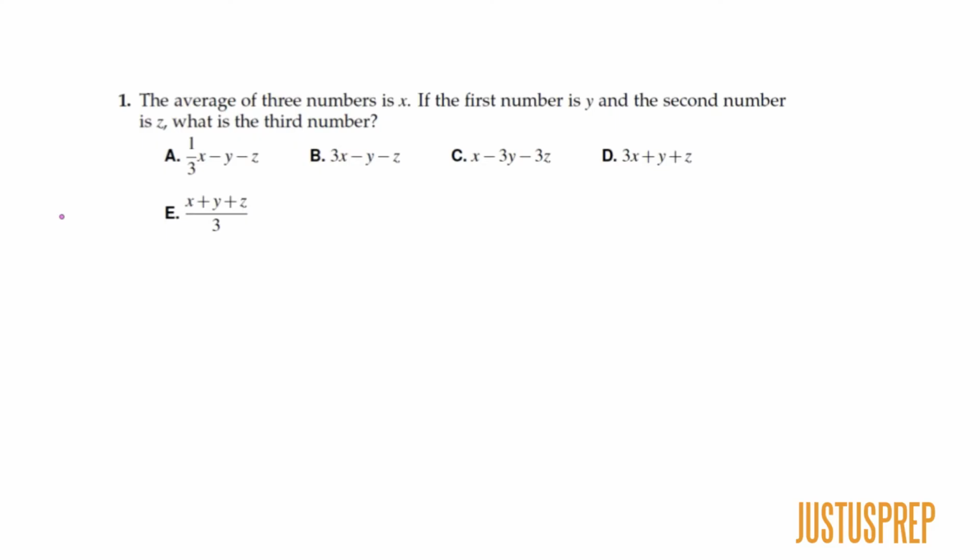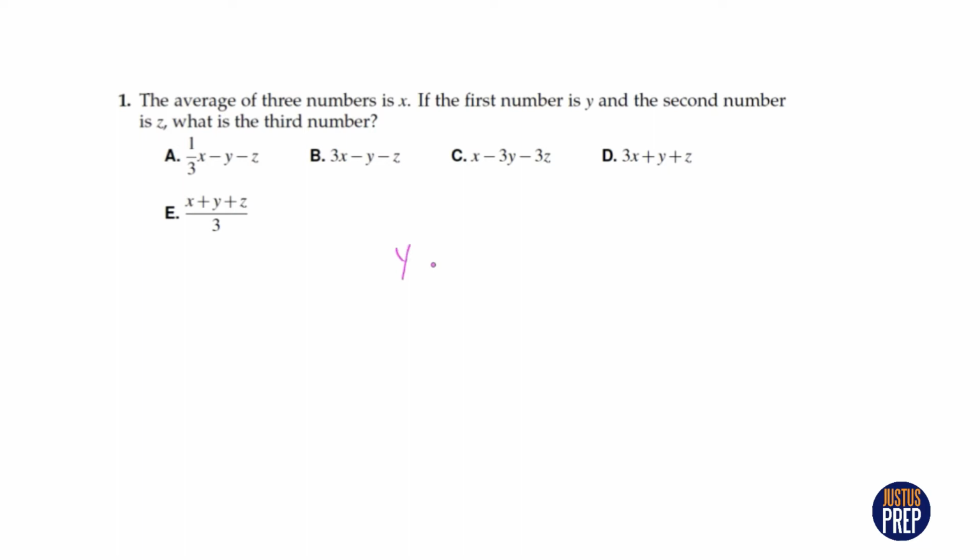Question number 1, the average of 3 numbers is x. If the first number is y and the second number is z, what is the third number? Well, we know with averages, it's the sum of the 3 numbers divided by the number of terms, or here that would be 3, so the numbers divided by 3 would have to equal x.